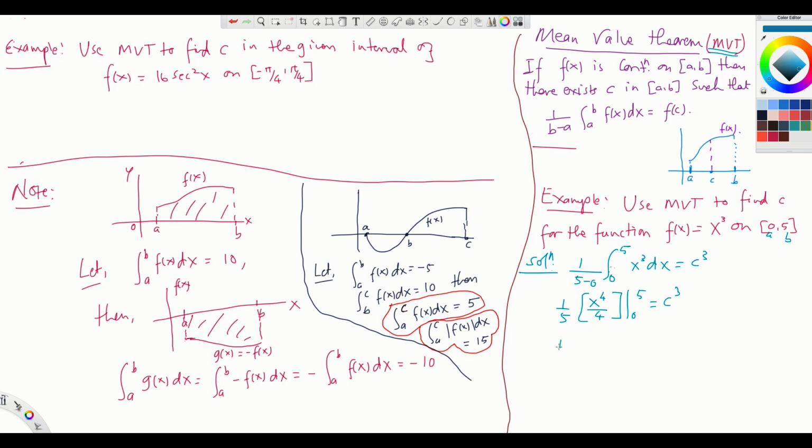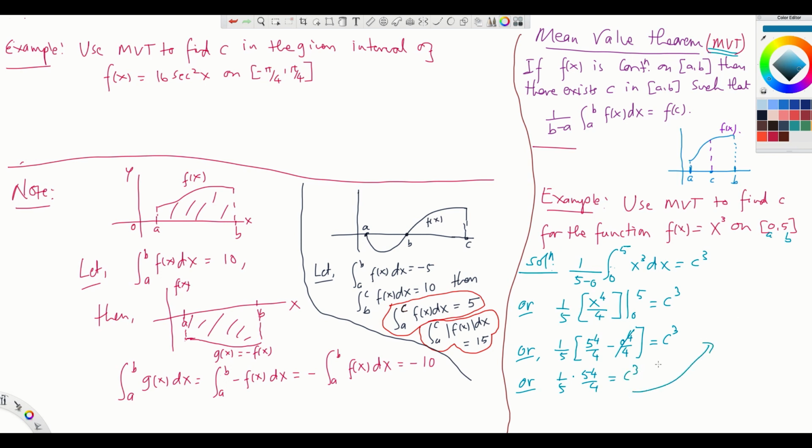So how much is that? How do I do that? Just plug in the upper limit 5. So you get 5 to the 4 over 4, right, and then minus 0 to the 4 over 4. Equals c cubed. So what I did is I plugged in the upper limit for x, then I did minus, and then I plugged in the lower limit. So the second term is basically 0, right? So this is 1 over 5 times 5 to the 4 over 4 equals c cubed.